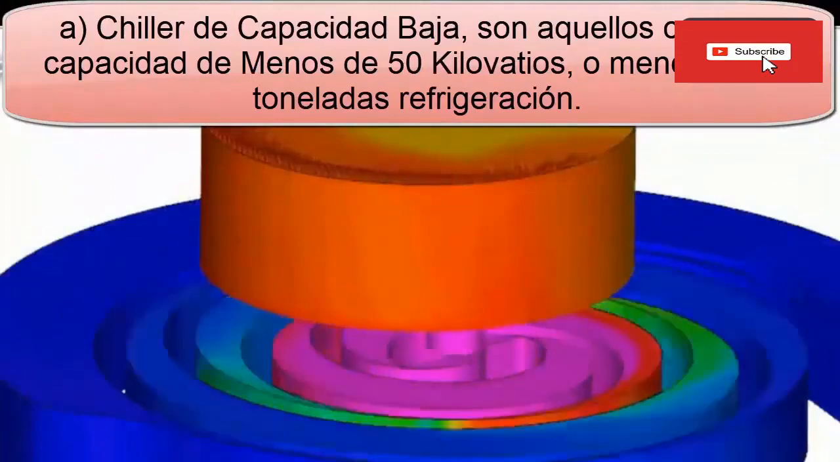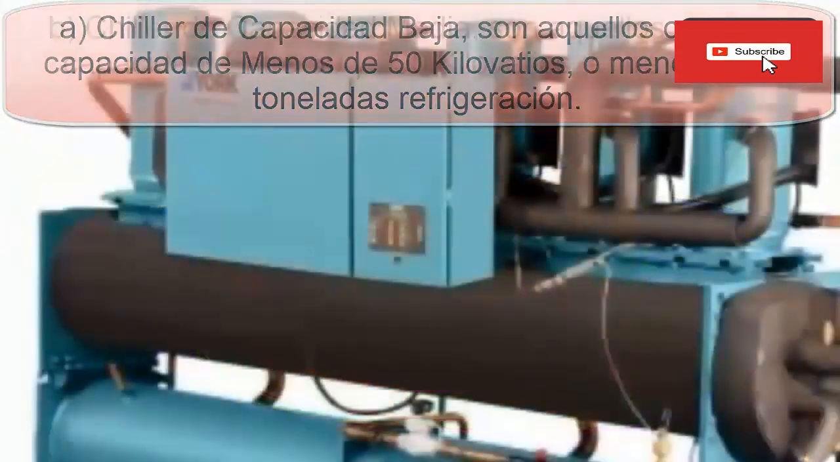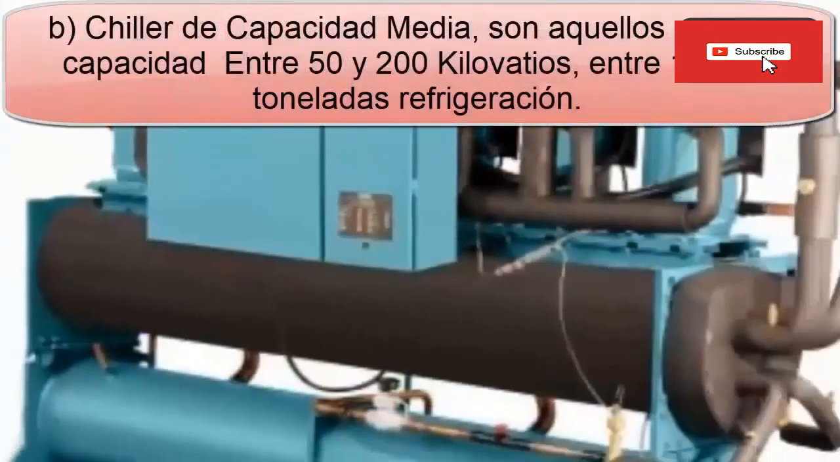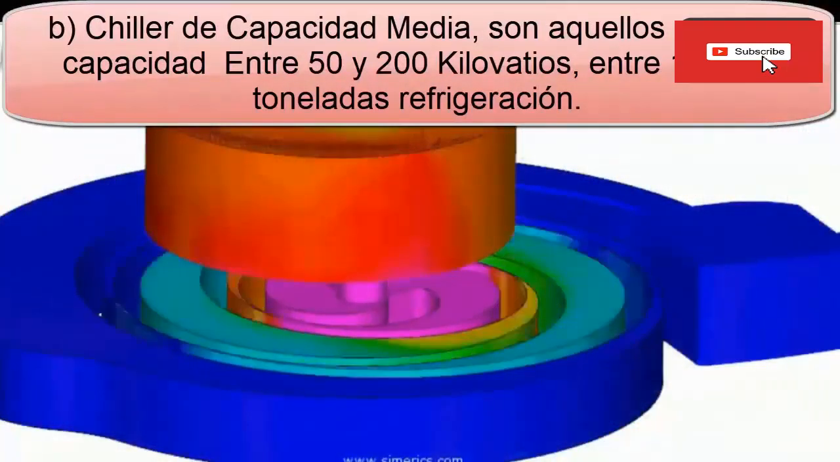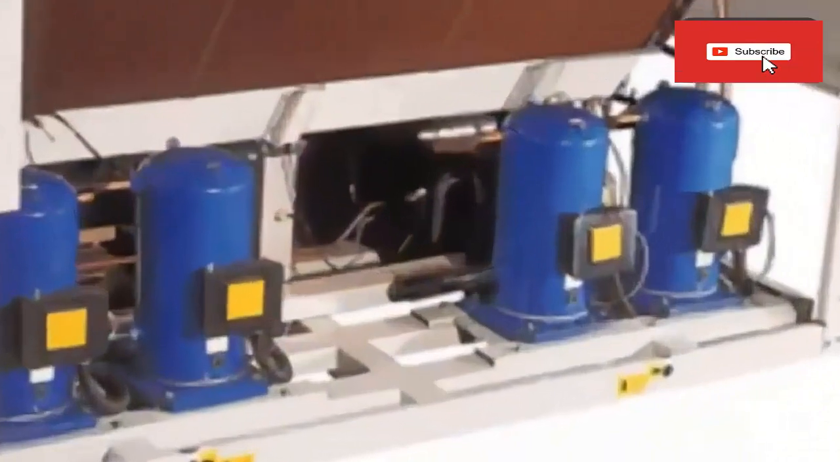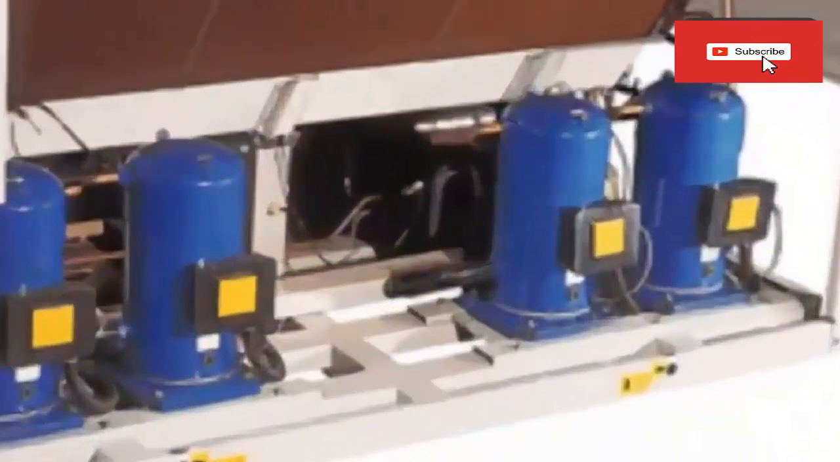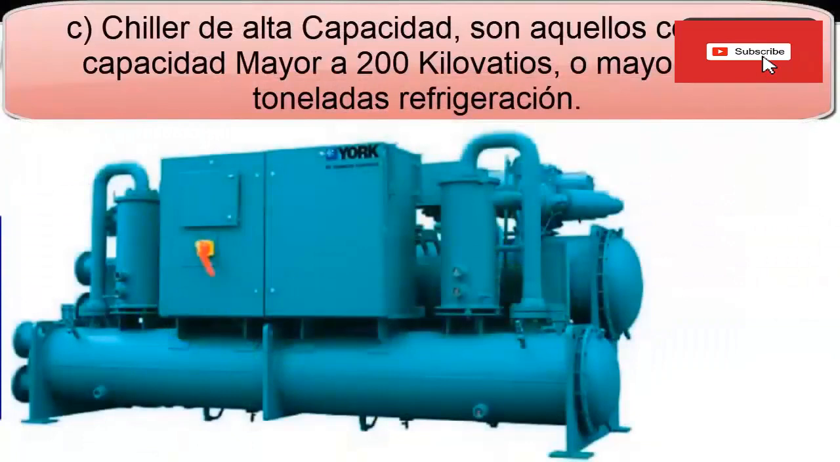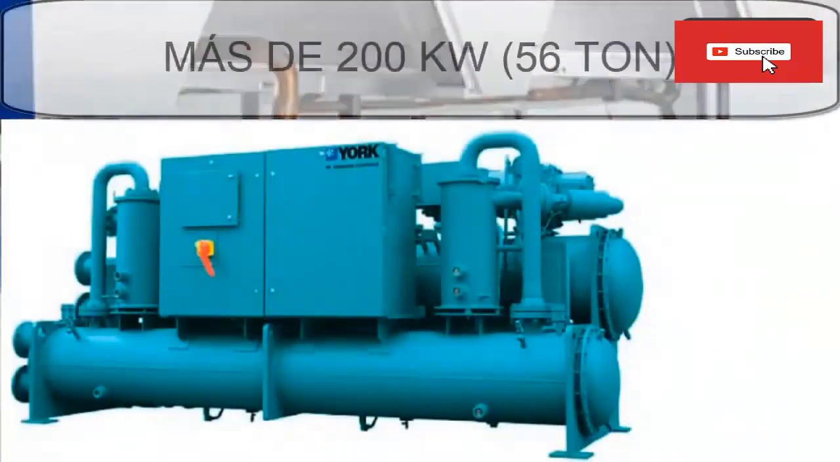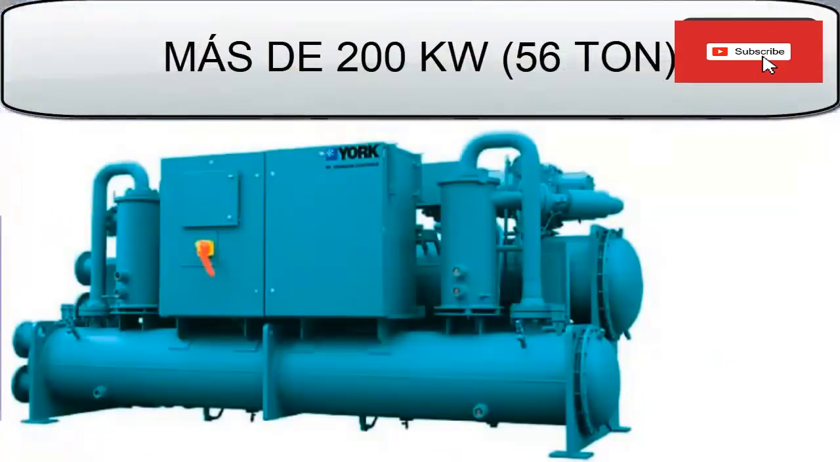B. Medium-capacity chiller are those with a capacity between 50 and 200 kW, between 14 and 56 tons of refrigeration. In this range, the chiller with several scroll compressors stands out, and the chiller with a screw compressor cooled by water and air. C. High-capacity chiller are those with a capacity greater than 200 kilowatts or greater than 56 refrigeration tons. They constitute the best-selling range in the world. The water-cooled screw chiller stands out.